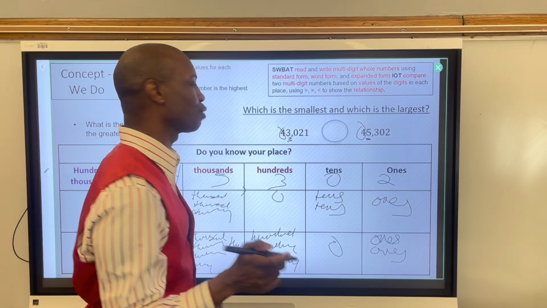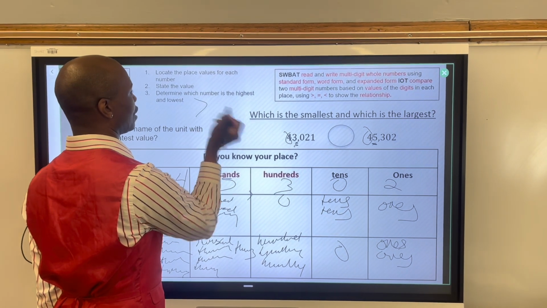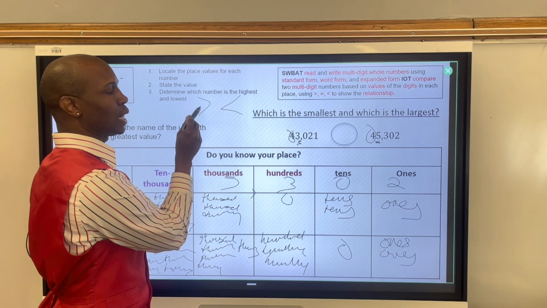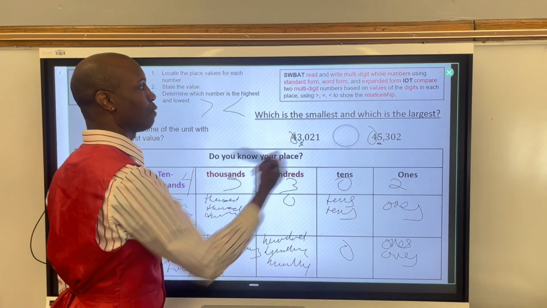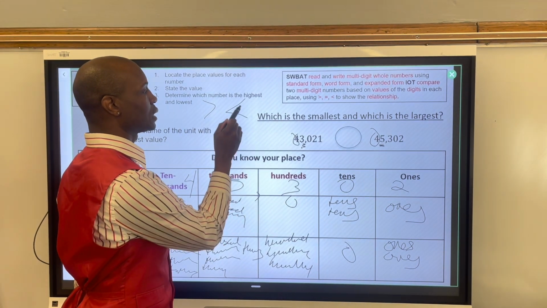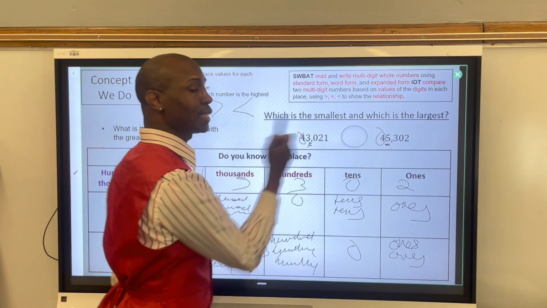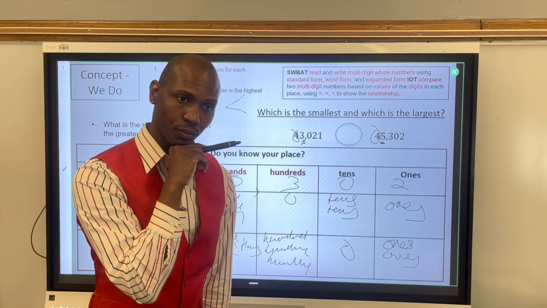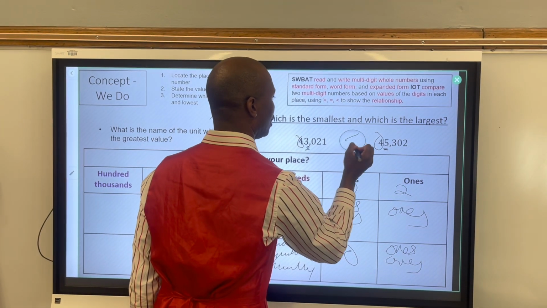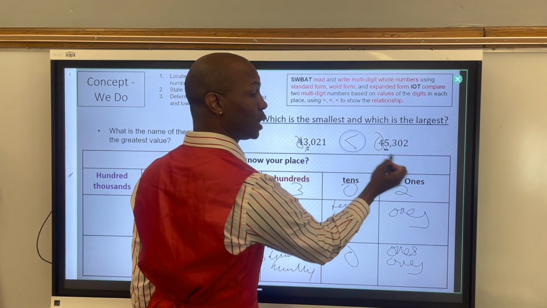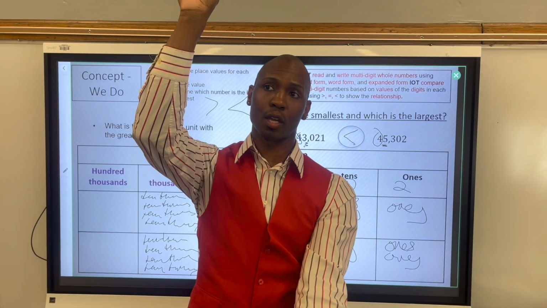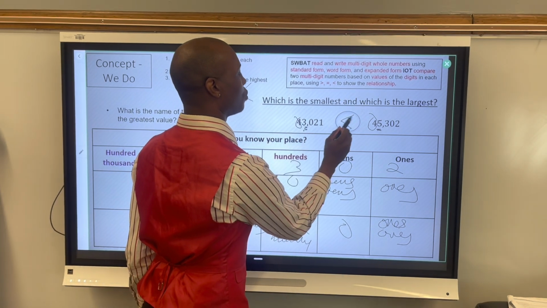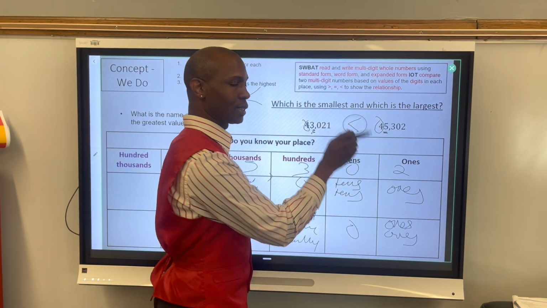Those are things we got to look back at. Would it be this symbol? This symbol? We know it's not equal. This one says 43 is greater than 45. This one says 43 is less than 45. Which one sounds right to you? Less than. Because this number is greater. The biggest number is where we keep our opening. 45 is greater than that. So 43,000 is less than 45.